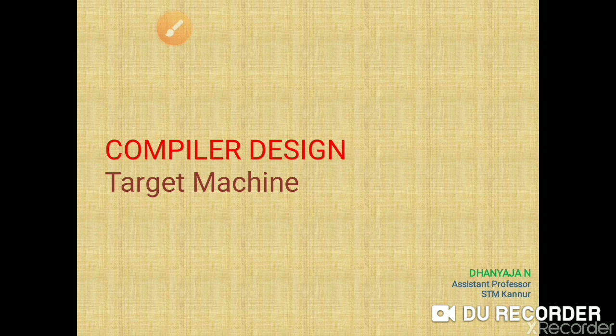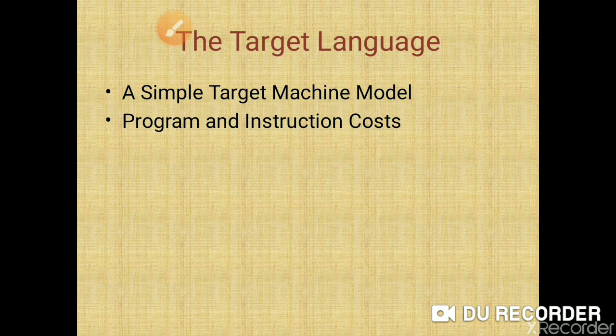In this video lecture series, we were discussing code generation. Today, in this video, we will discuss the target machine. In compiler phases, code generation is the last phase. Here in the code generation phase, we are generating the final code, that is the final target language, and in this video we will discuss the target language. Here you have to study the simple target machine model, the instruction cost, and the program related to that. We will move on to it.